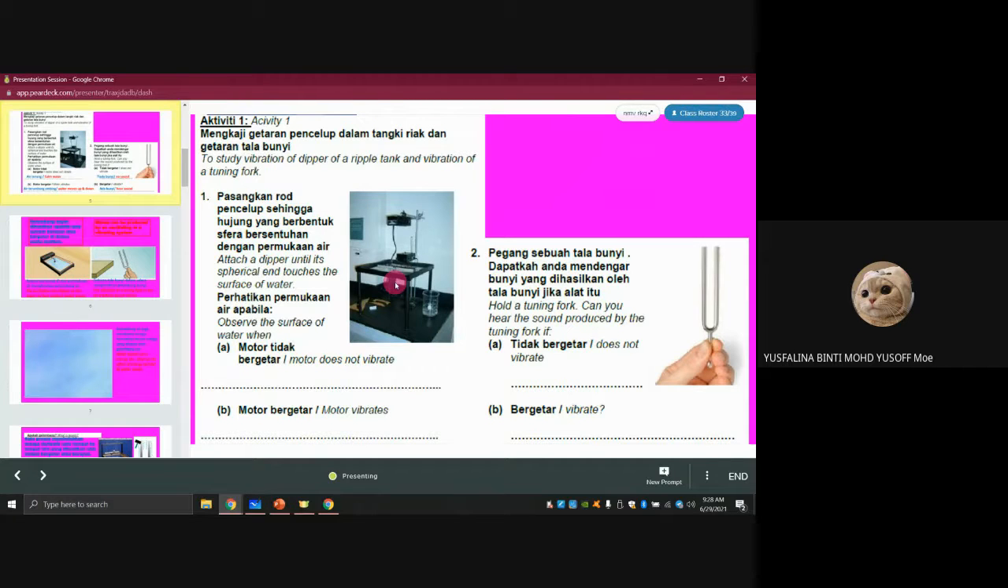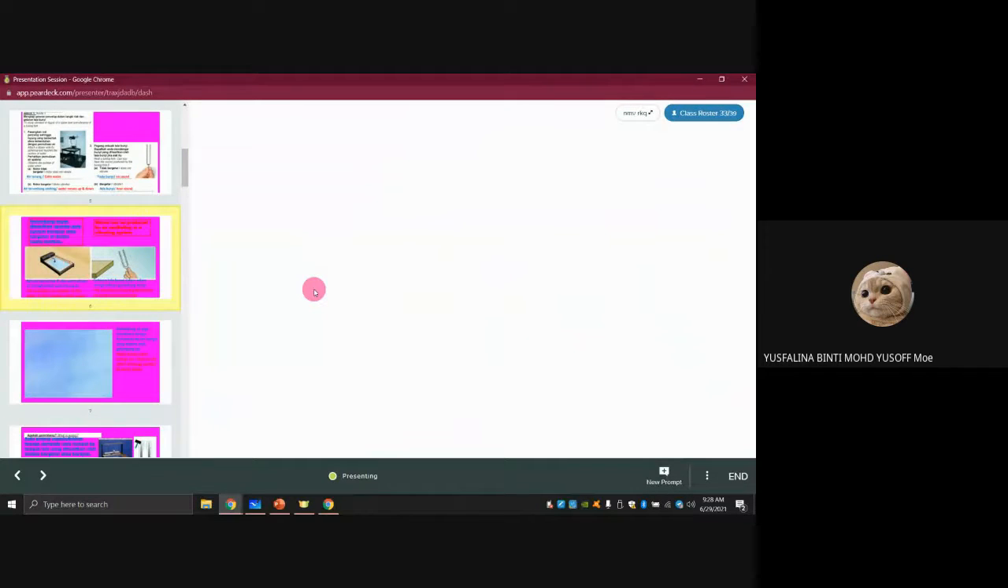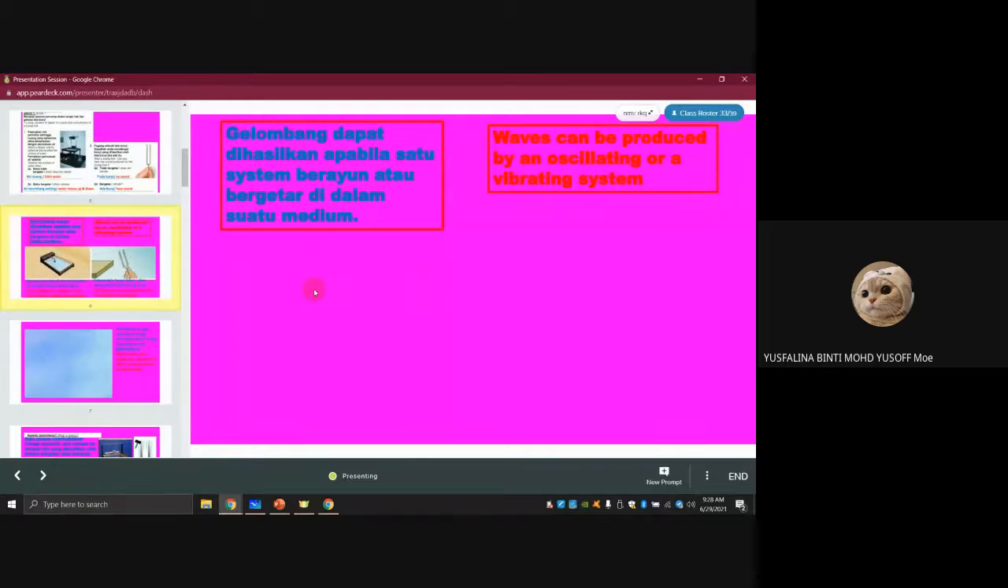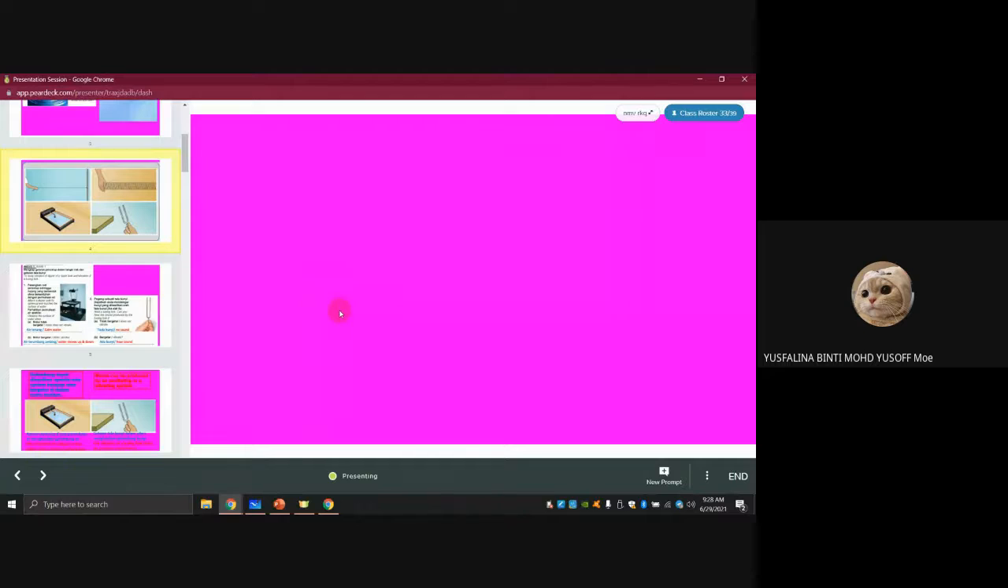For the phenomenon for the water wave, we will use a ripple tank to see all the four types of phenomenon, right? So here it said, you attach a dipper until it's spherical and touch the surface of water. So remember just now, like in the video, wait for a moment, it's loading. No, not this one, this one. I'm sorry.